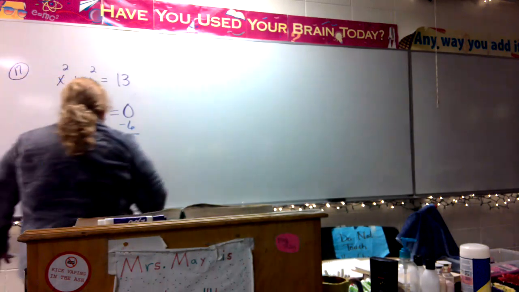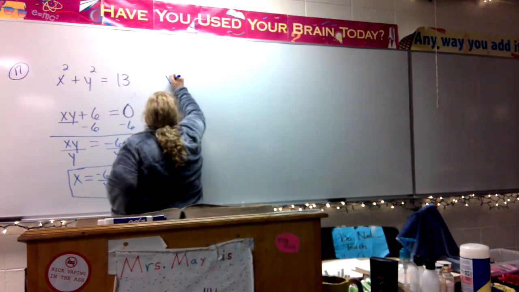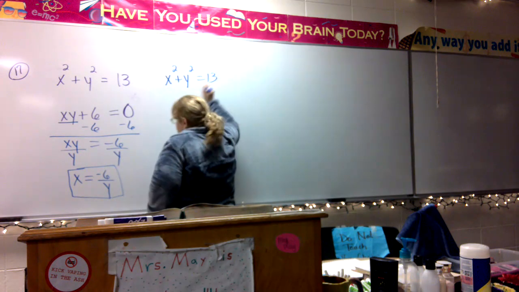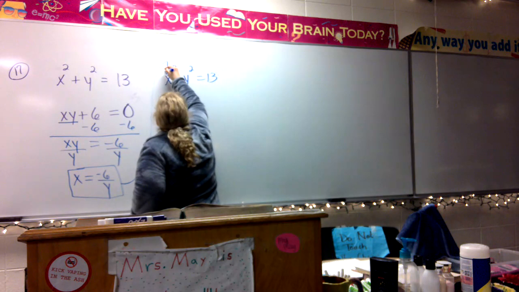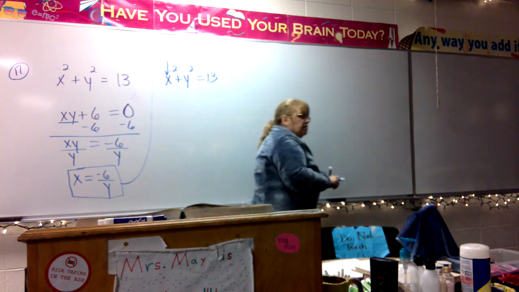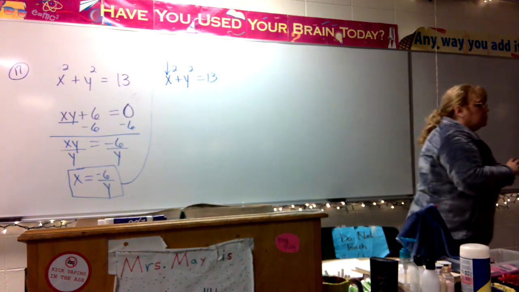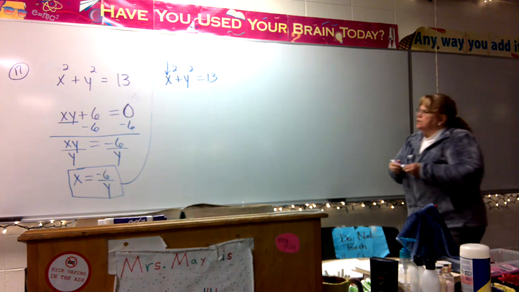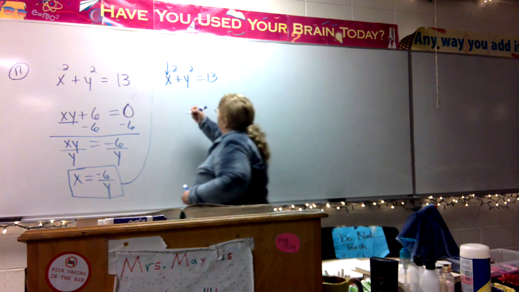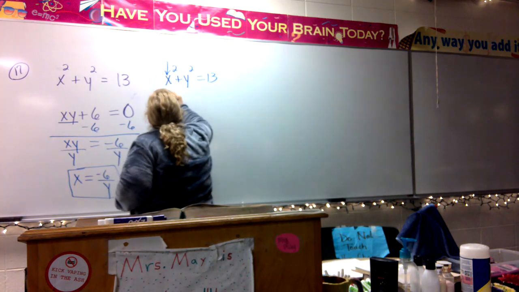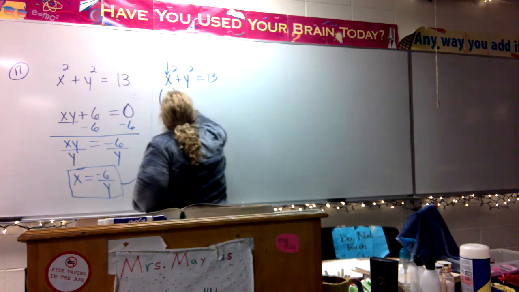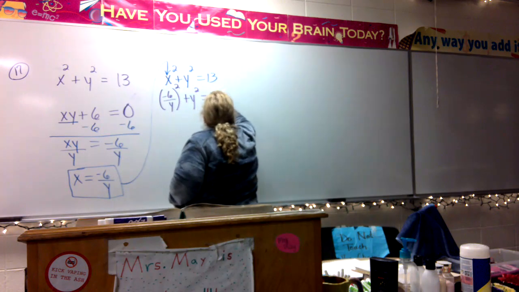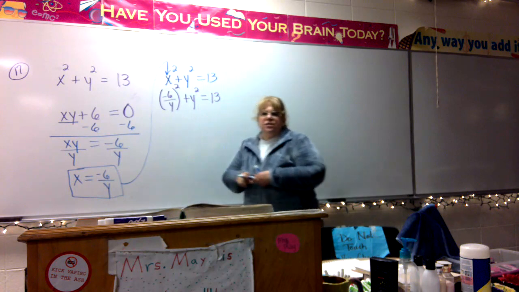So we're going to take the x squared plus y squared equals 13, and we're going to plug that in for the x right there. So I have negative 6 over y. There's my x squared plus y squared equals 13.